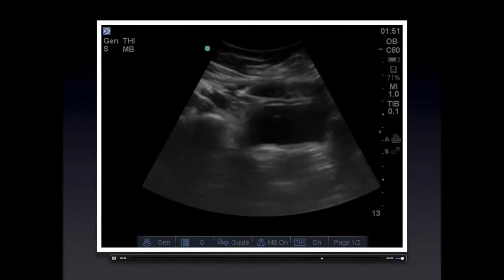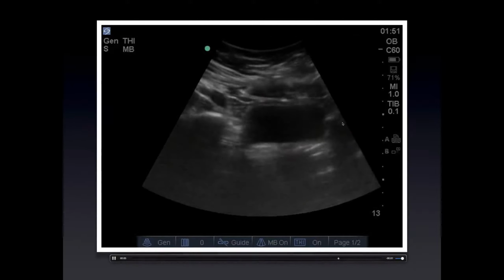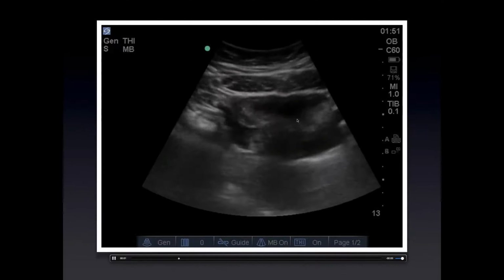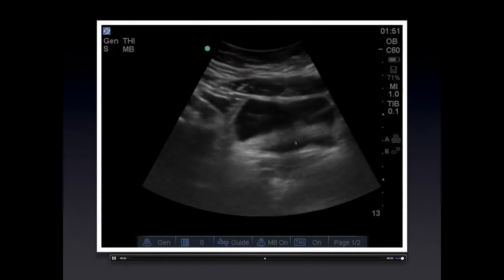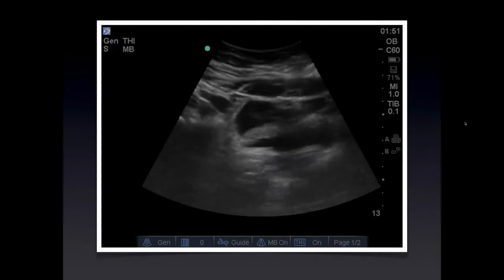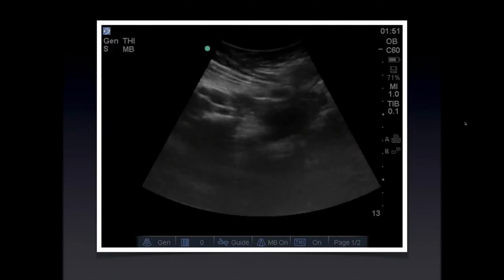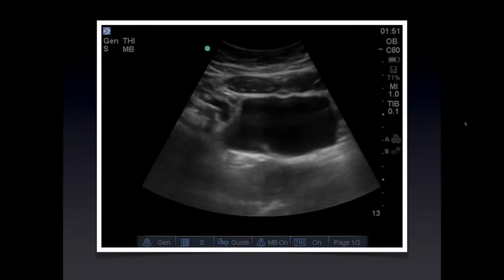This is what I like to call the double bubble sign. In transverse plane, a positive FAST in the pelvis sometimes appears to have two bubbles, two bladders. This looks like a bladder, but it's not the bladder because this is the bladder. Even if you can't tell which one's which, you should be able to figure out that we ought not to have two bladders. One of those is an abnormality, and this patient has large free fluid. This is a positive FAST exam.